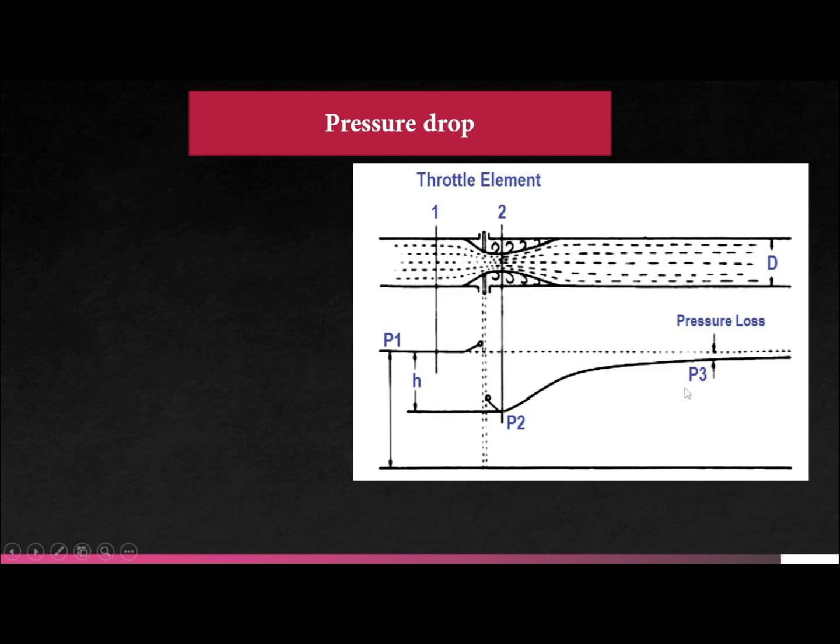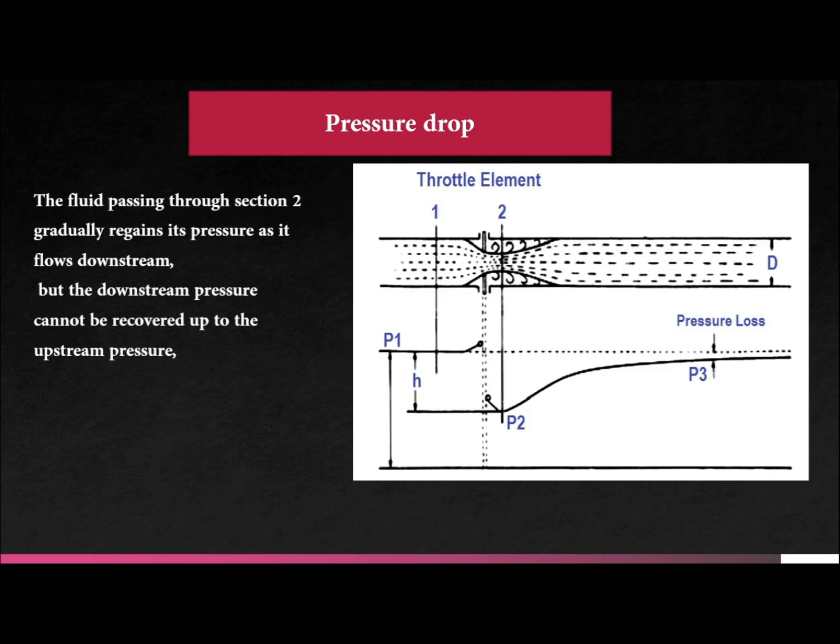So there will be an allowable limit. Beyond that, we process people will not accept the pressure loss. So they will give it up to the upstream pressure. This place is the upstream pressure, and this is the downstream pressure. So we are not able to recover. P1 can never be equal to P2. Whatever loss will happen will be represented here as P3.